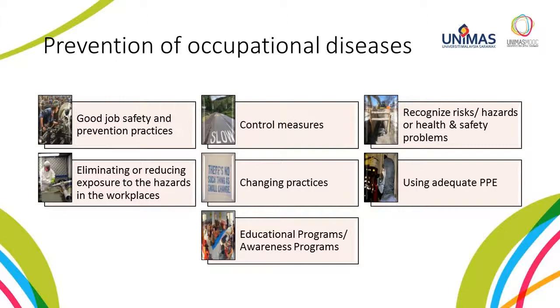Occupational diseases can also be prevented by having good job safety and prevention practices, eliminating or reducing exposure to the hazards in the workplace by having control measures, changing the obsolete practices to a new practice that suits the current condition of the organization by having educational programs or awareness programs, by recognizing risk or hazards or health and safety problems, and by also using proper PPE.